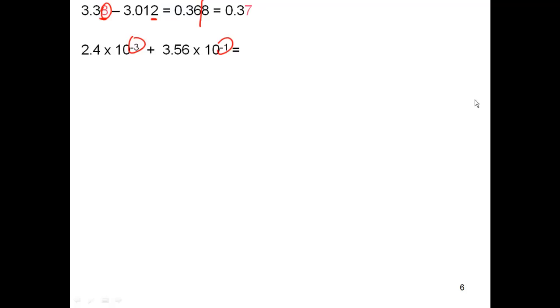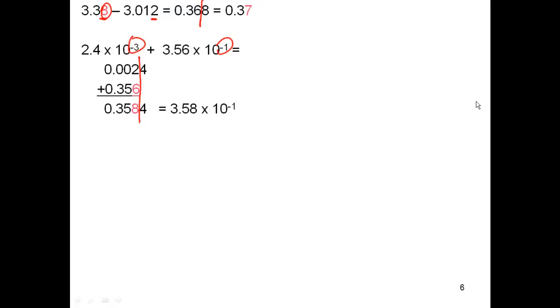I'm going to put this in regular numeric format so you can see it better. If I add these numbers up, the first number is really 0.0024 and the second one is 0.356, giving me 0.3584 for my numeric value. The least significant decimal place is going to be the second number, which means I'm going to have to keep it to the thousandths place.